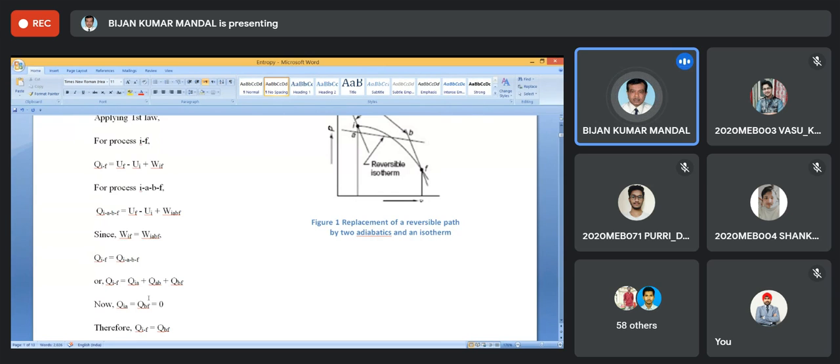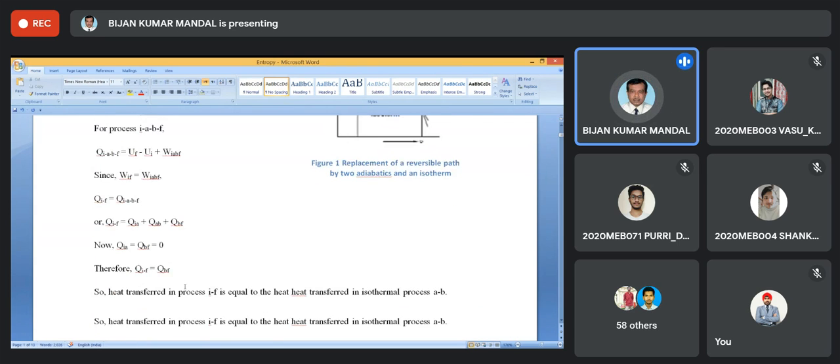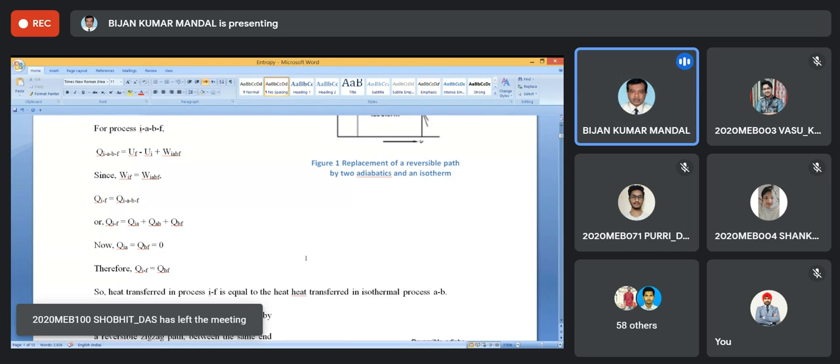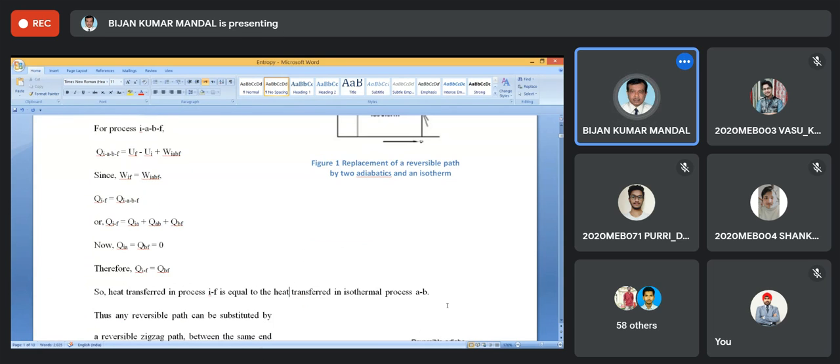So therefore, your Q_IF is equal to Q_AB, because in this process, heat transfer is taking place only during the isothermal one, not during the adiabatic ones. So the heat transfer in the process IF is equal to the heat transfer in the isothermal process AB.